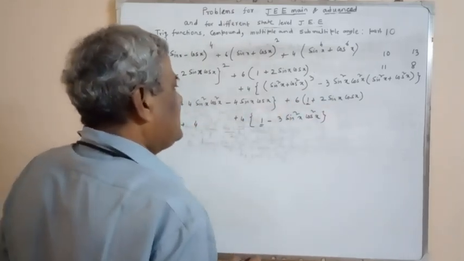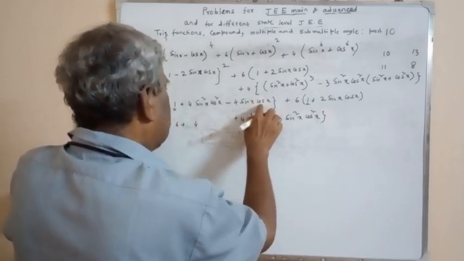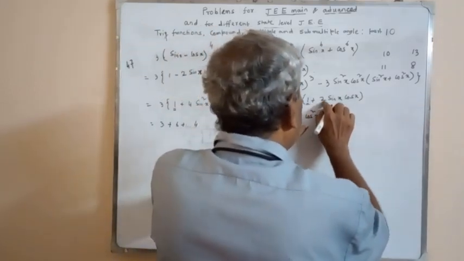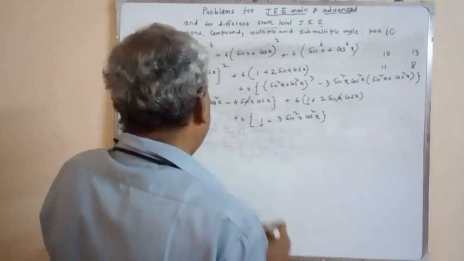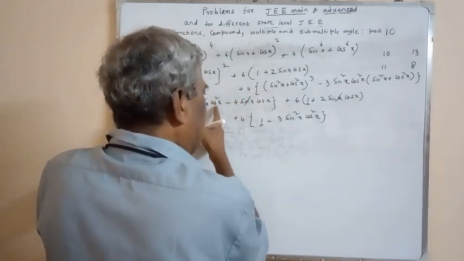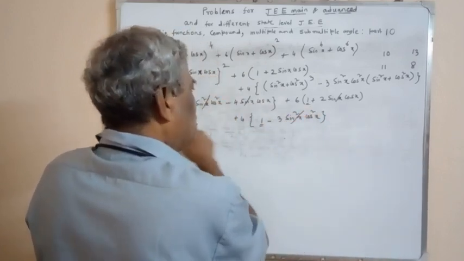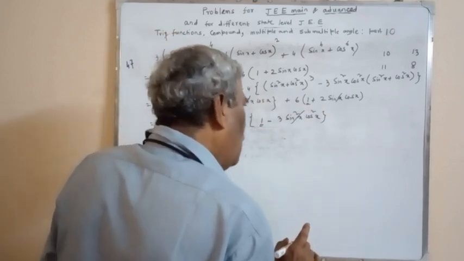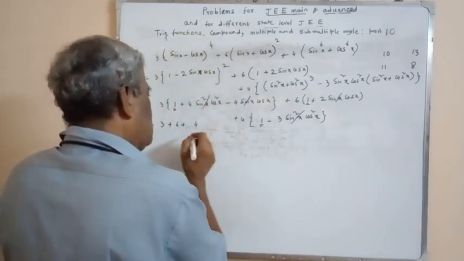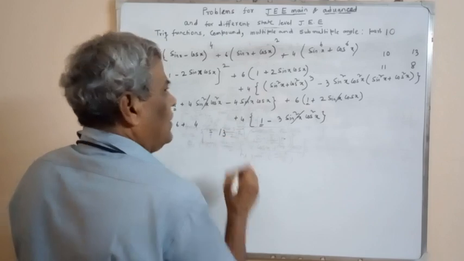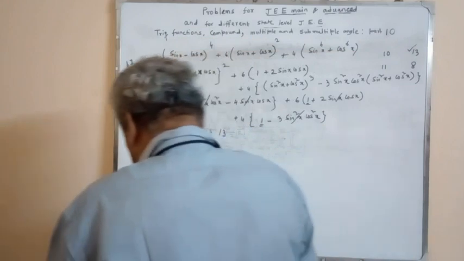Next, this is minus 12 sin x cos x. This is plus 12 sin x cos x. They cancel. And 12 sin square x cos square x, this is minus 12 sin square x cos square x. They cancel. So all terms involving sin x cos x cancelled. So answer is this, which is 13. So this option is correct. That is option B is correct.